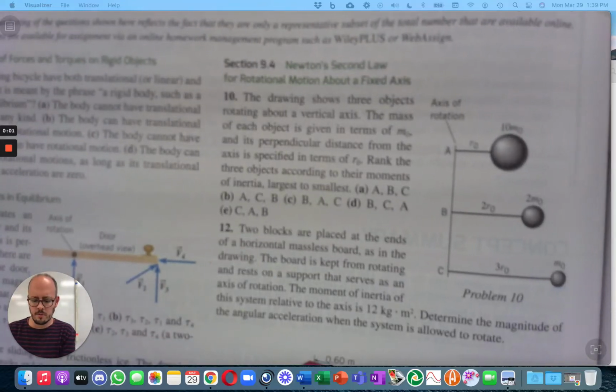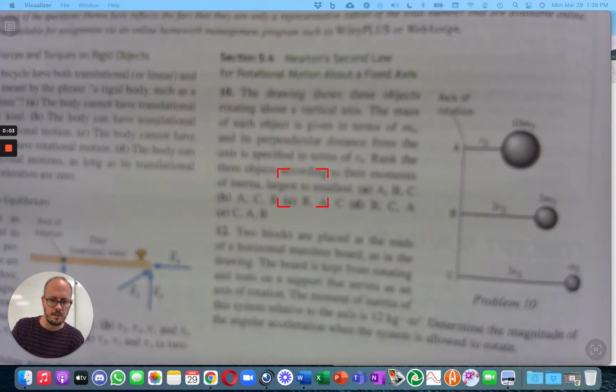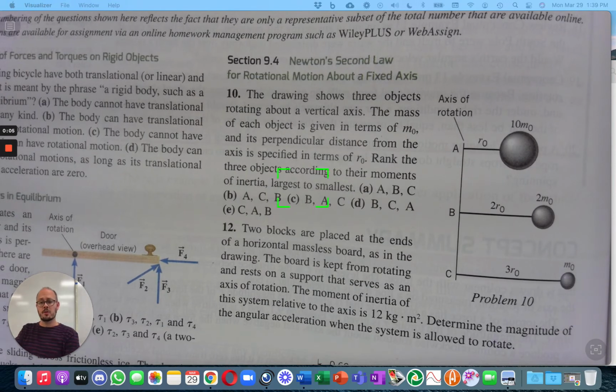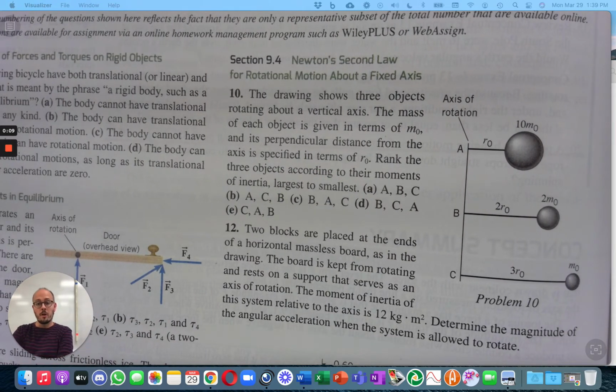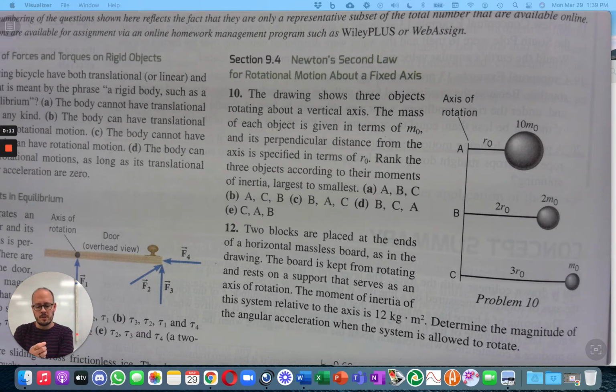Hey folks, so this video is going to feature a couple things. The first one is I'm going to talk about moment of inertia for a couple minutes, and then the second thing is we're going to do one problem that relates to Newton's second law for rotation.